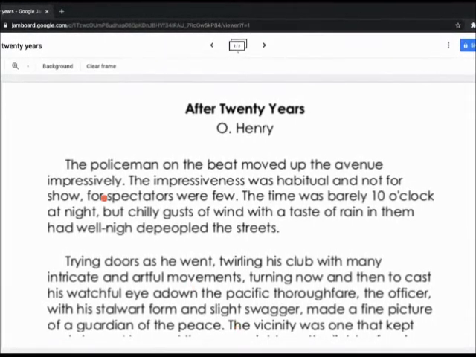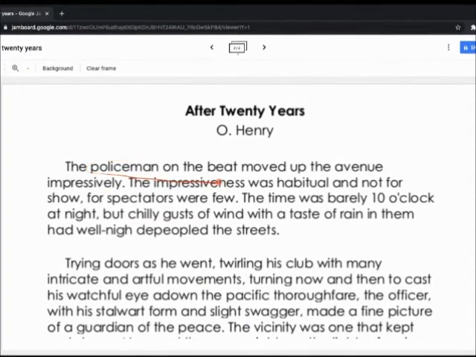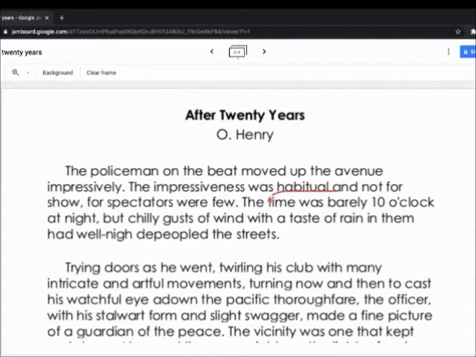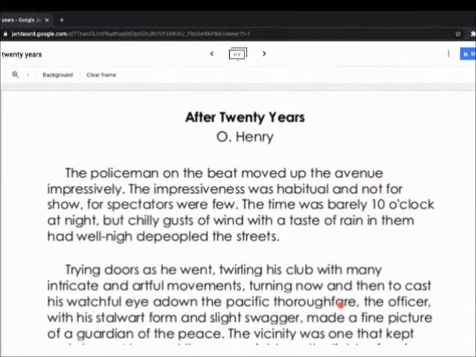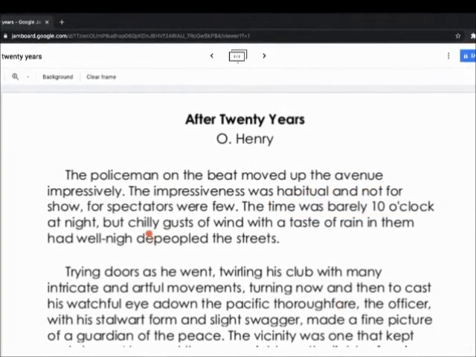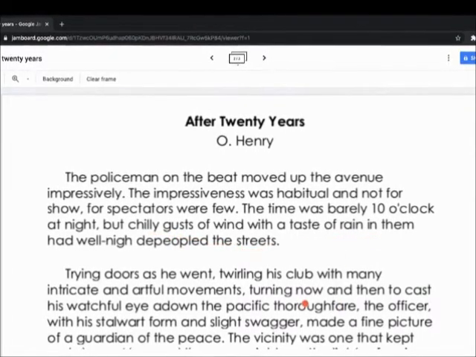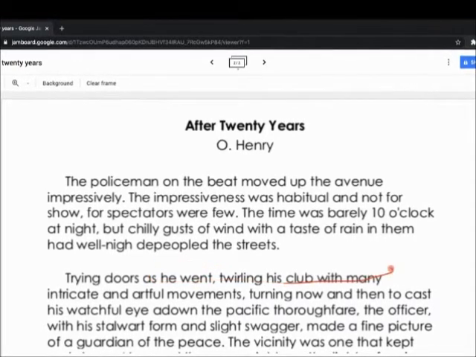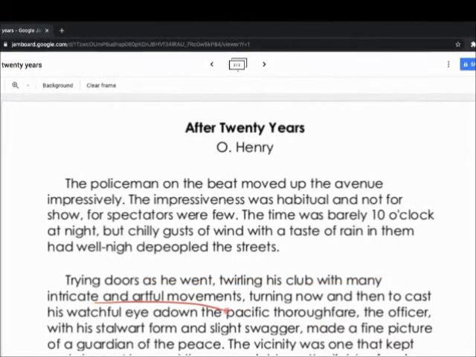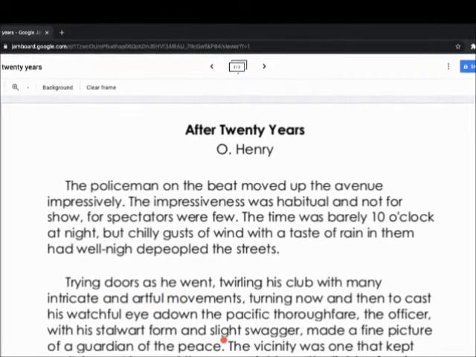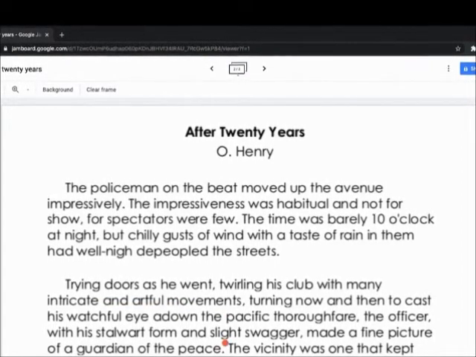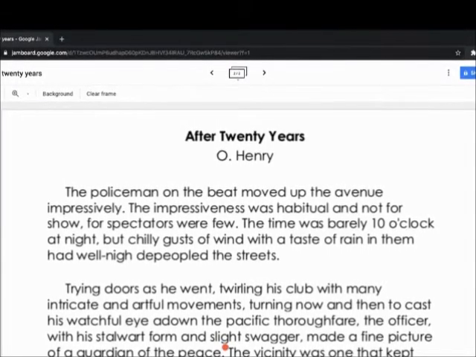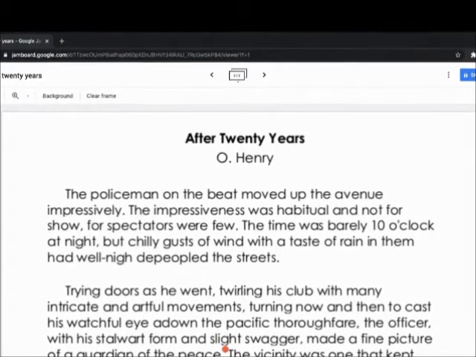Okay, let's find it out. So we can see here that the policeman on the beat moved up the avenue. The time was barely 10 o'clock at night. There's a chilly gust of wind with a taste of rain. And this policeman was twirling his club with many intricate and artful movements. So those are the words that would help you identify the setting of the story.